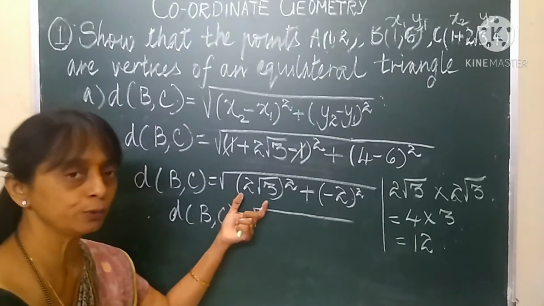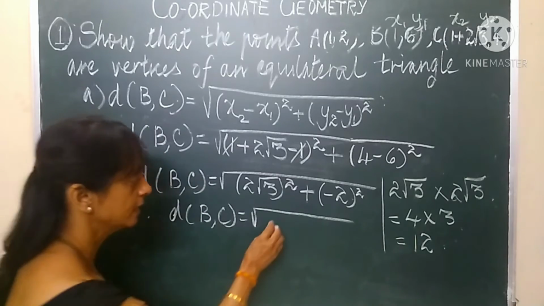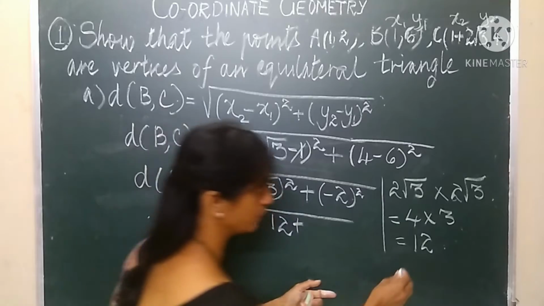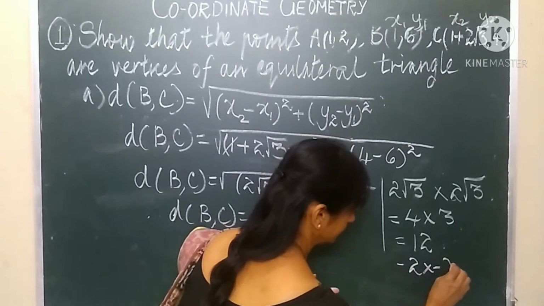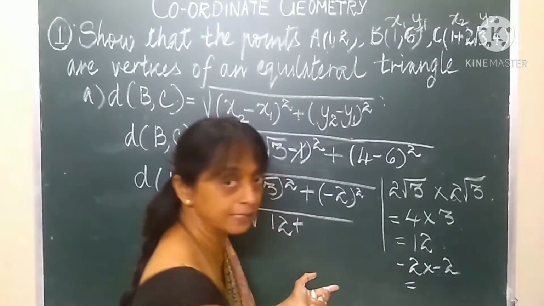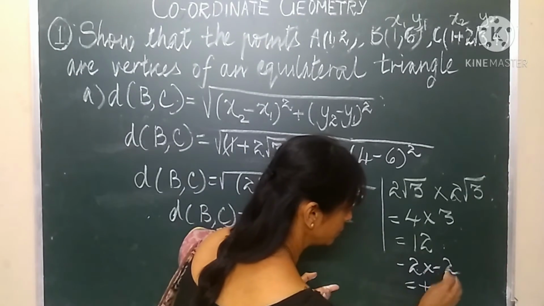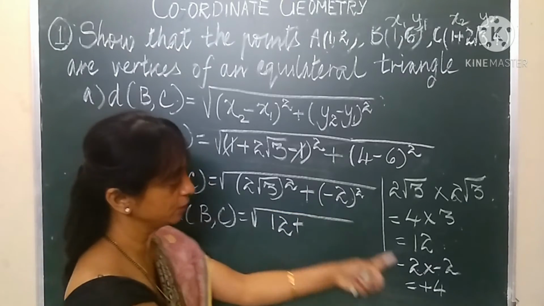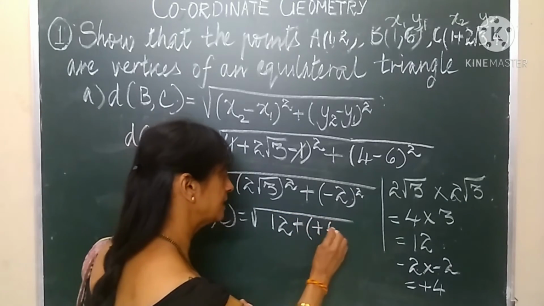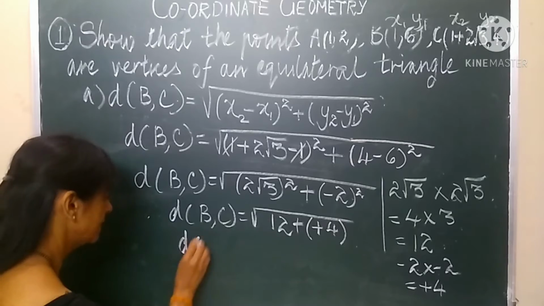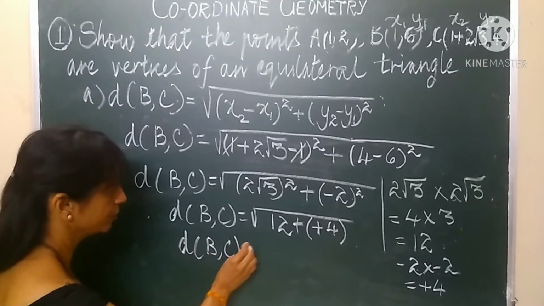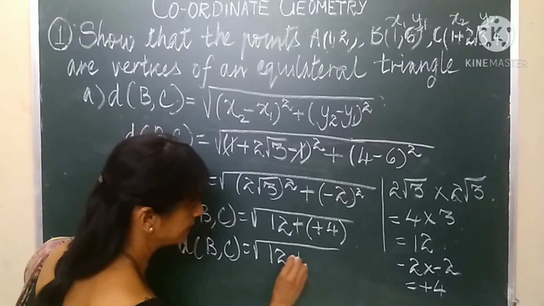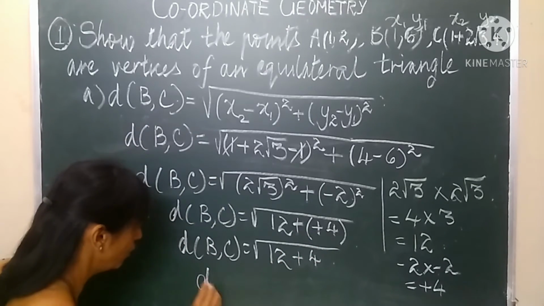So what is the answer for 2 root 3 the whole square? It is 12, plus minus 2 into minus 2 will give us, minus into minus gives us plus, 2 2s are 4, and plus 4. Plus into plus will give us plus. Let's do it on the next step. So this will give us 12 plus 4.